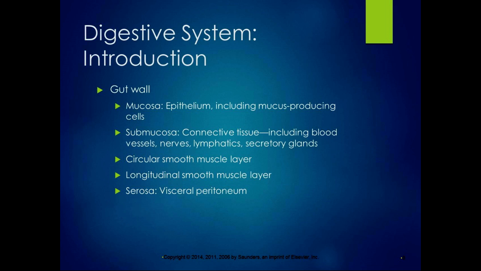So even though there are variations along the tube, the wall of the gut basically has 5 continuous layers. The mucosa, which is made up of epithelial cells, including mucus-producing cells, that's why they call it the mucosa. The submucosa, which is connective tissue, including blood vessels, nerves, lymphatics, and secretory glands. The circular smooth muscle layer, the longitudinal smooth muscle layer, and the serosa, which is the visceral peritoneum.